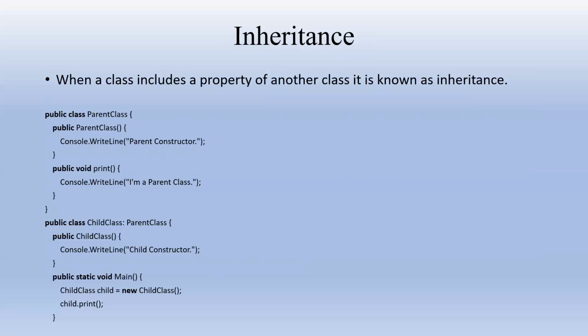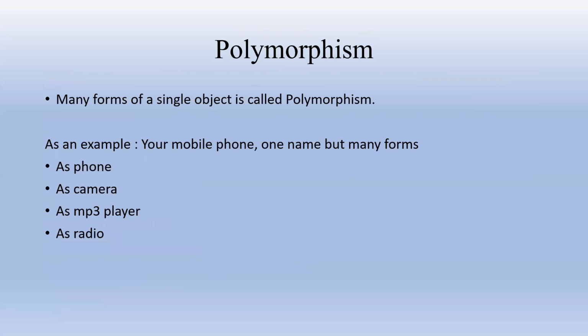And then we are basically calling the child class from another method, which is main, by creating the object of the child class. And since we have inherited the parent class inside the child class, we are able to access the print method of the parent class using the child class object. So this is known as inheritance.